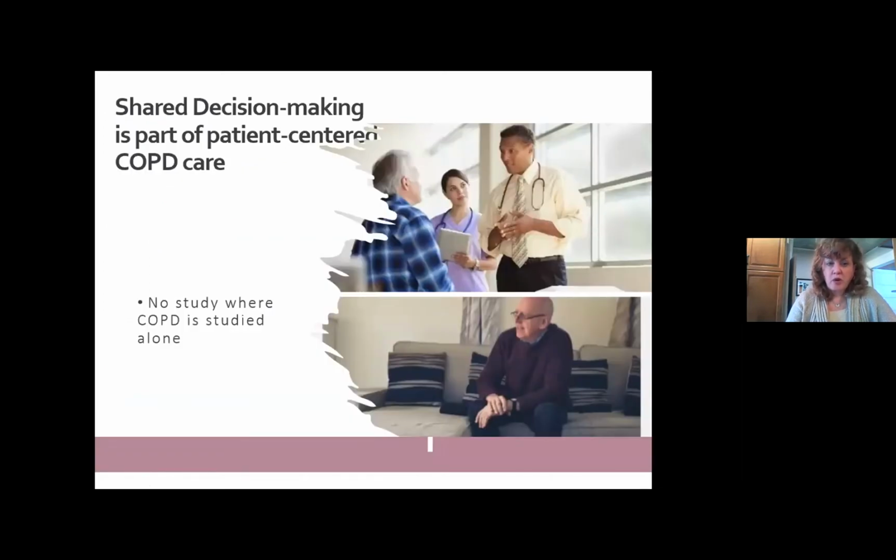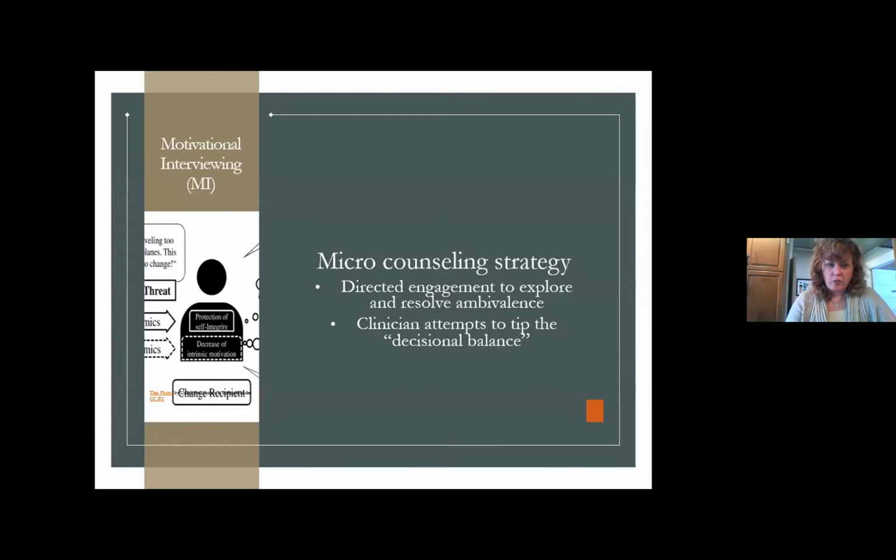Although shared decision-making is part of patient-centered COPD care, there has been no study to date where COPD has been studied alone in shared decision-making interventions. We know that shared decision-making can be further bolstered by using motivational interviewing together with shared decision-making, which is an attempt to engage the individual so that you explore and resolve their ambivalence to self-management, tipping their decisions about self-management towards those things that are more evidence-based or more likely to improve outcomes.